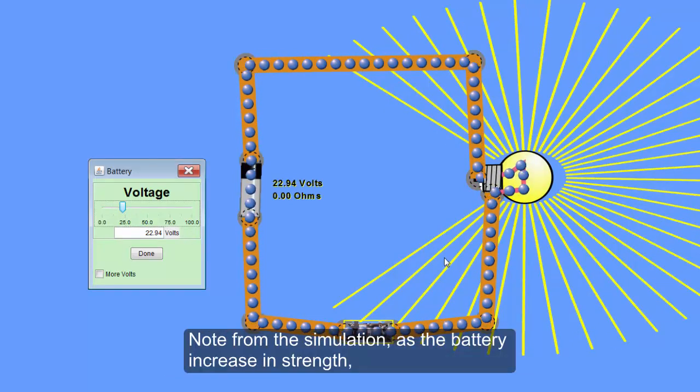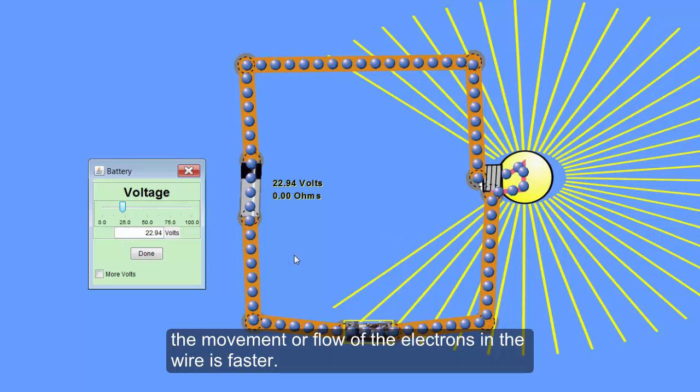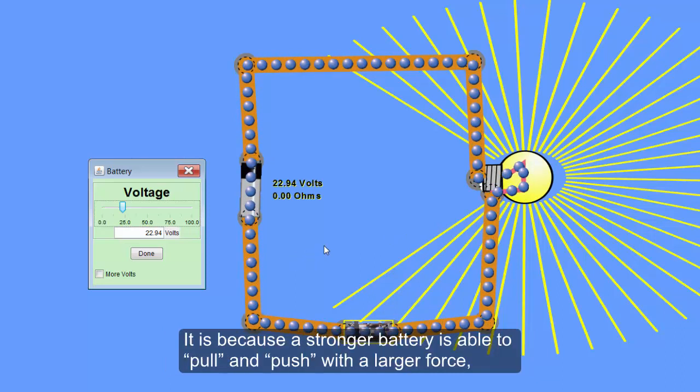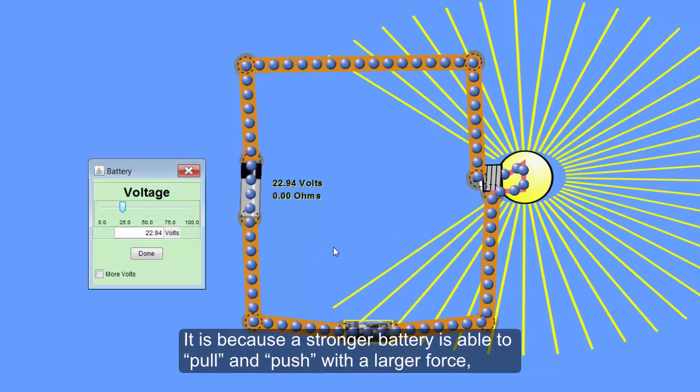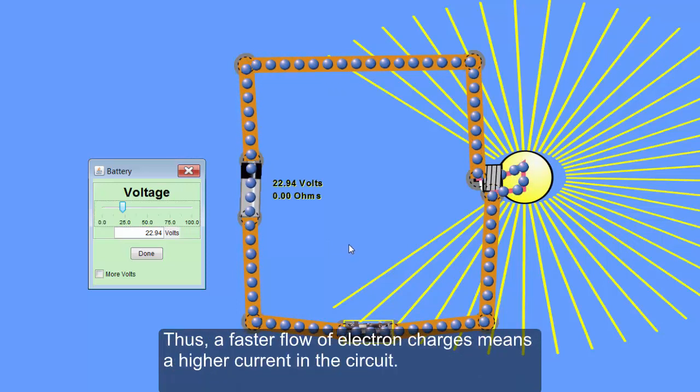Note from the simulation, as the battery increases in strength, the movement or the flow of the electrons in the wire is actually faster. It is because the stronger battery is able to pull and push with a larger force, and the chain of electron movement will be faster. Thus, essentially a faster flow of electron charges means a higher current in the circuit.